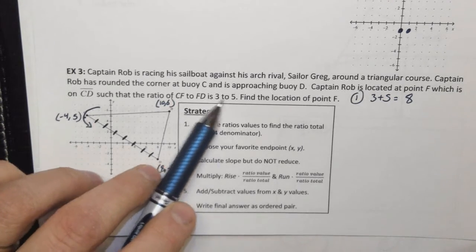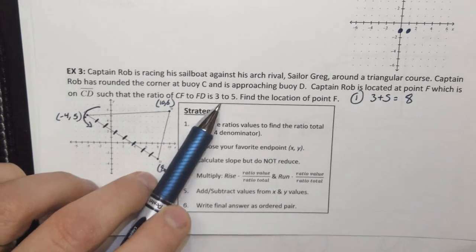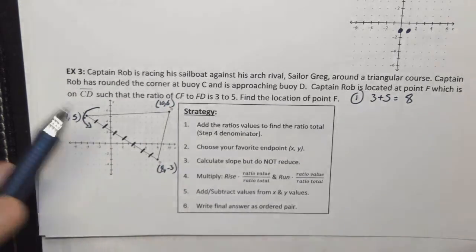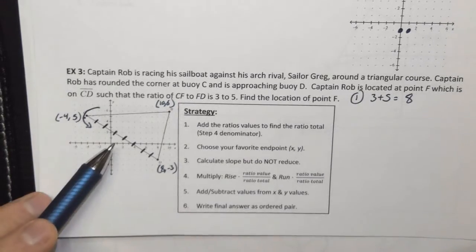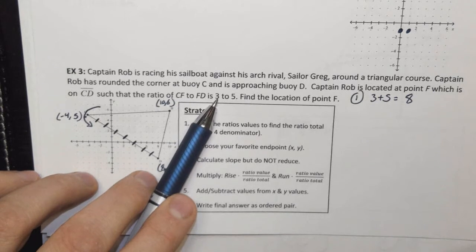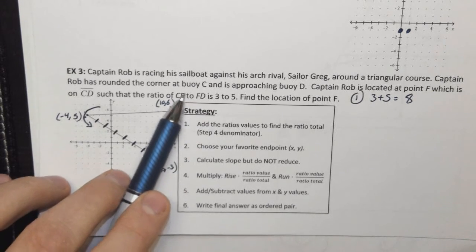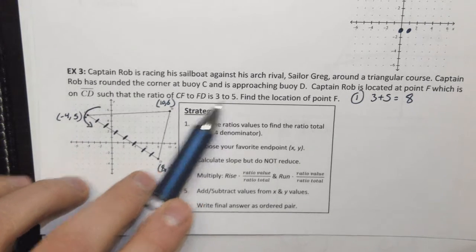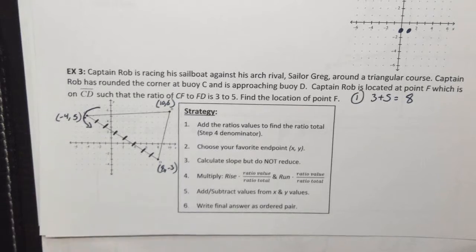And since the ratio is not evenly split, 3 to 3 or 5 to 5 or 1 to 1, that means that our point F is not going to be smack dab in the middle of C and D. It's going to be closer to one side than it is to the other. Specifically, since the smaller number is first, that means that CF, the distance from C to F, is going to be shorter. The bigger number is second, which means the distance from F to D is going to be longer. So we need to see if we can figure out what that distance is.